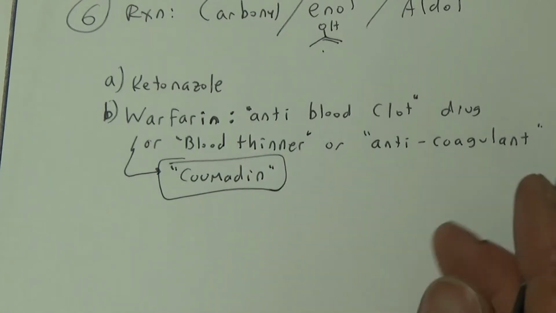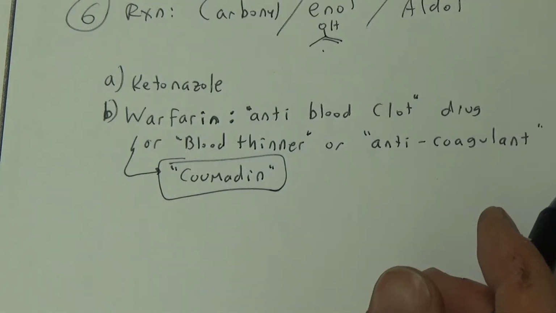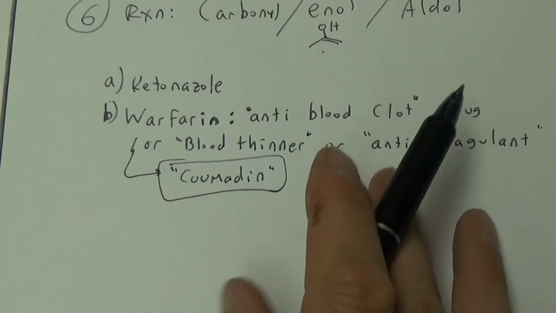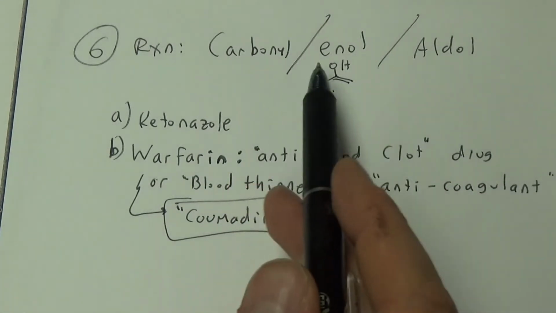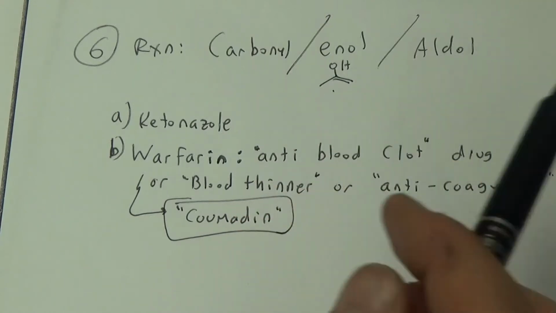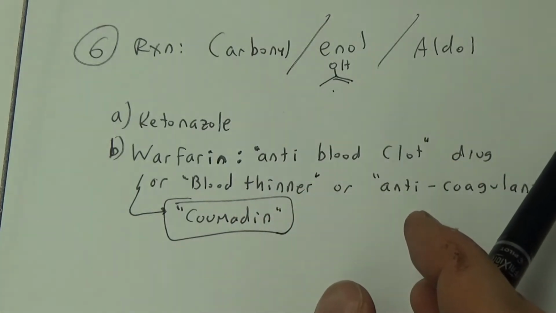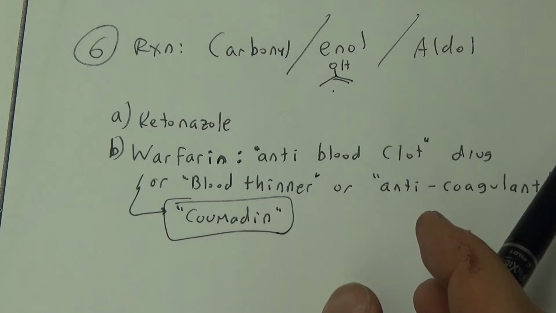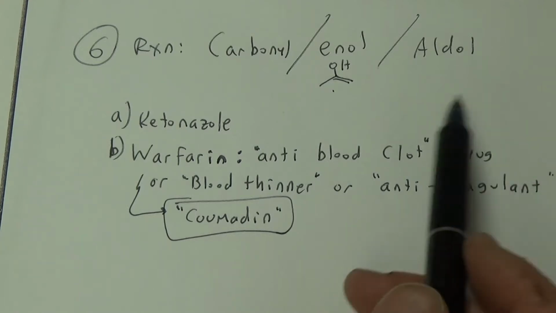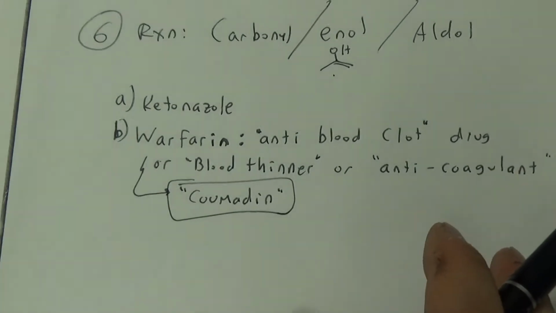Let's talk about the chemistry of it. It's really simple to make, and it uses our themed reactions here related to carbonyls, enols, and aldols. It's a single-step synthesis, which is kind of cool. So how does it work? What is the molecule? And then we'll talk about the biochemistry of it a little bit.